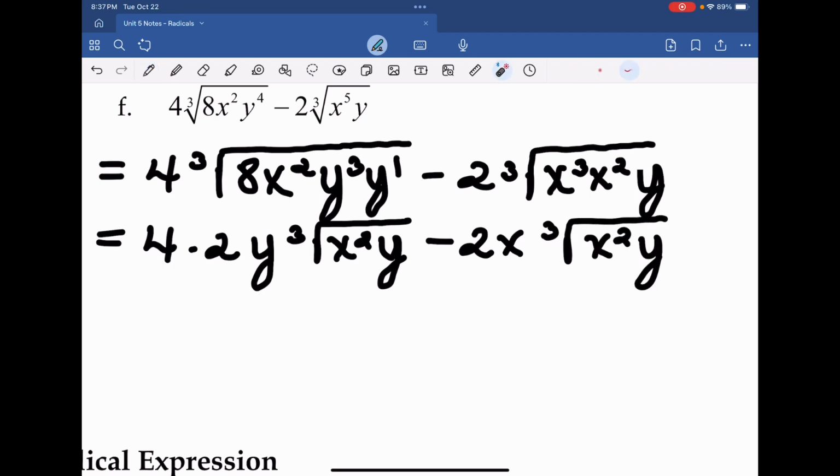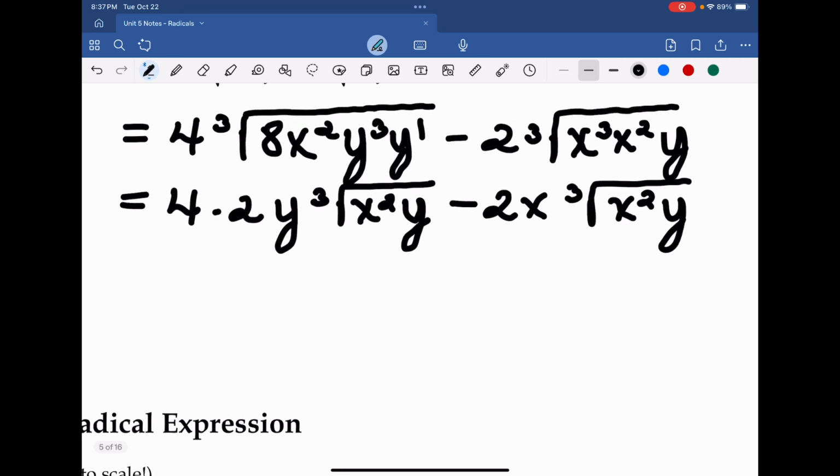So again, when we're dealing with variables, we want to split it such that we can get a variable that is divisible by the index. If it's divisible by the index, then we can remove out a term by cube rooting. Now from here, what we realize is that not only are our x squareds and y's the same as the radicand, but our index is the same.